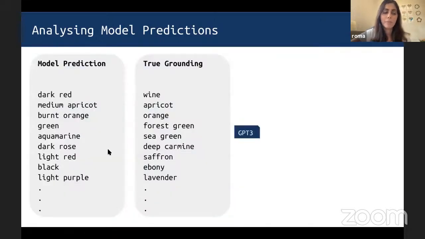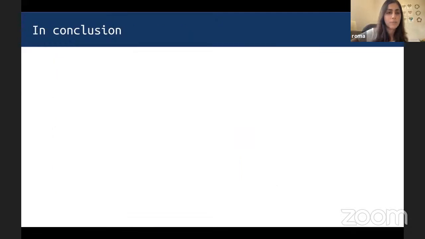And if you look at some examples of things that the GPT-3 model predicted that were incorrect from the true grounding, but close enough in space, all less than a 180 Euclidean distance, we see that they're actually quite intuitive. So it says dark red instead of wine, or medium apricot instead of apricot, or aquamarine instead of sea green, which again are technically incorrect terms, but are close enough in space. So this again seems to hint at the fact that it might be learning something about the space that we're grounding it in, but we do need to investigate this more.